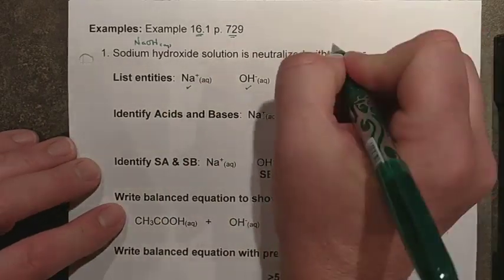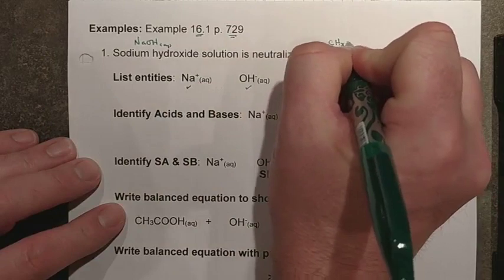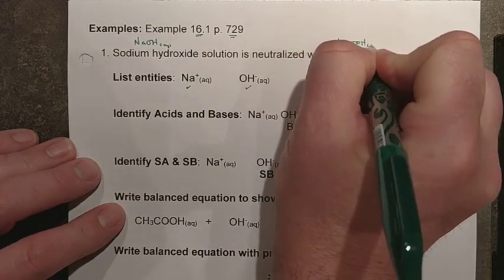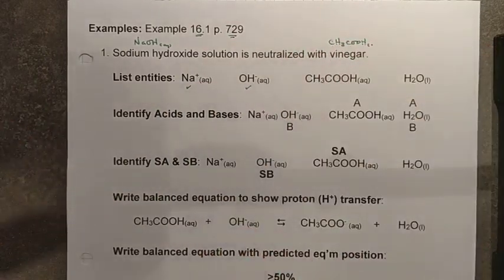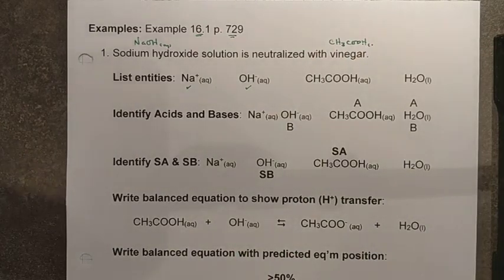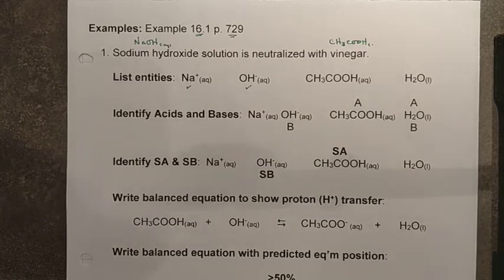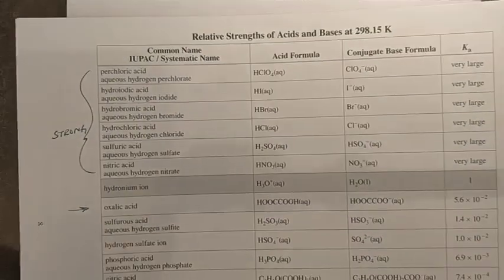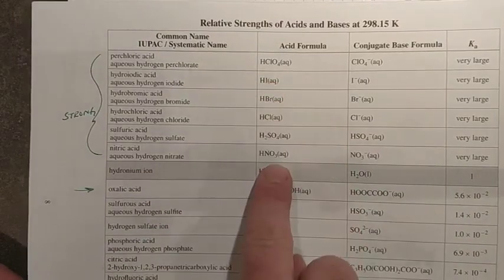Vinegar, on the other hand, is acetic acid, CH3COOH. And as we take a look at that one, we realize that vinegar is a molecular compound. You see only nonmetals there. Remember, all of our acids are molecules. But this is not one of our 6 strong acids. If you're having troubles with that, your 6 strong acids are here.